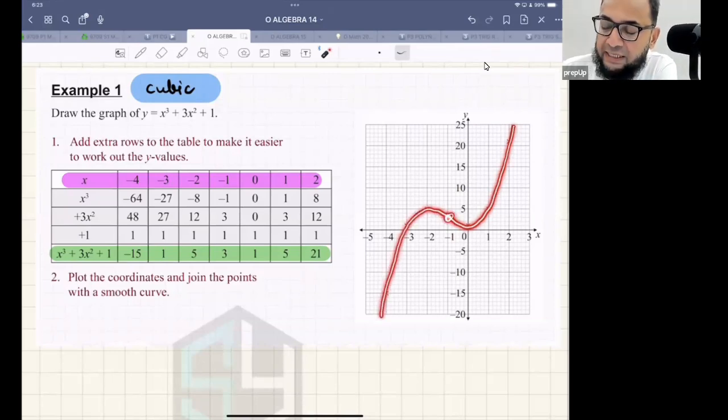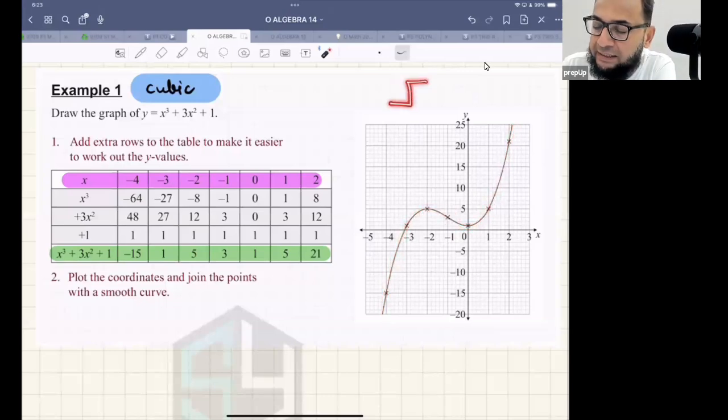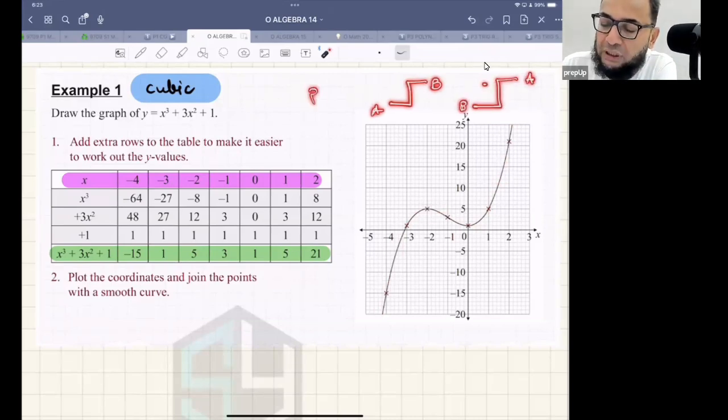Later on we will study rotational symmetry. That means if I have a blade like this, let's say this is A, this is B, and if I turn it around, B would be down, A would be up. That is called rotational symmetry.